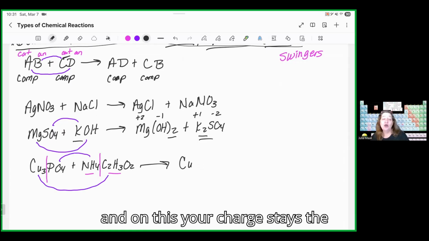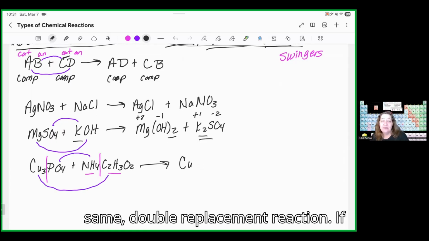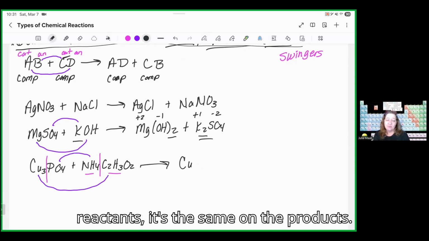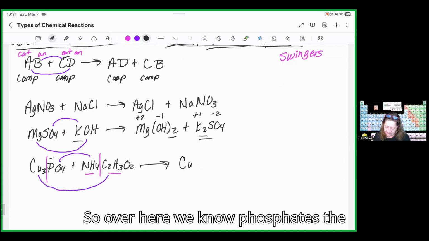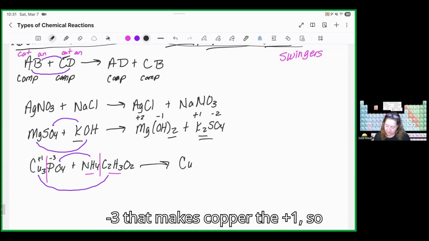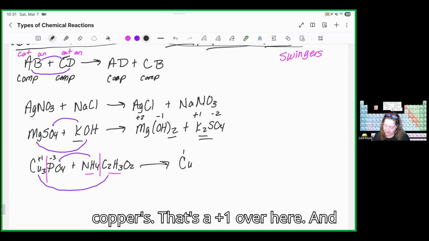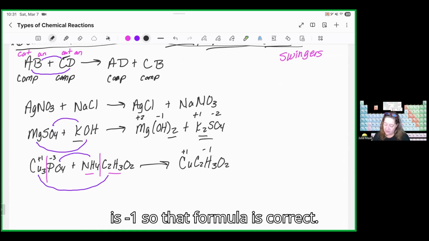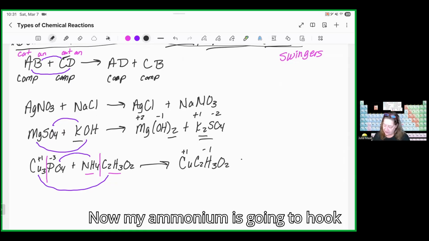And on this, your charge stays the same. In double replacement reactions, whatever your variable charge is on the reactants, it's the same on the products. So over here, we know phosphate's the -3. That makes copper the +1. So copper is also +1 over here. And our acetate that he's hooking up with is -1. So that formula is correct.